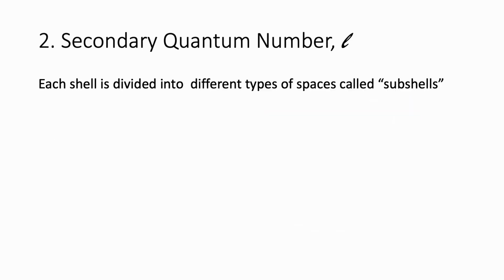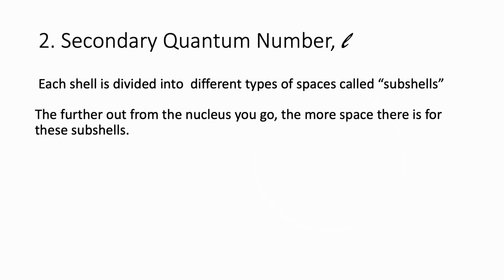The secondary quantum number, we call this a subshell. So the shells are all divided into these different types of spaces. And the further out from the nucleus you go, the more space you have to make these little rooms for electrons to hang out in. And so when you're in that n equals 1 shell, there's only one type of subshell. When you're in the n equals 2, there are 2 different types of subshells, and so forth.